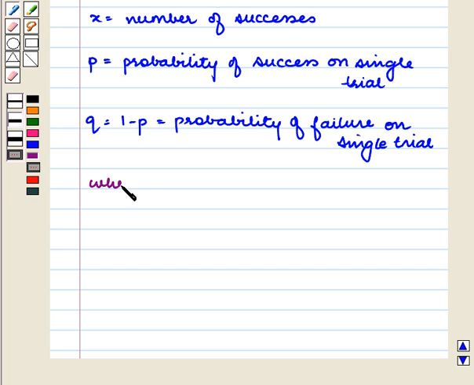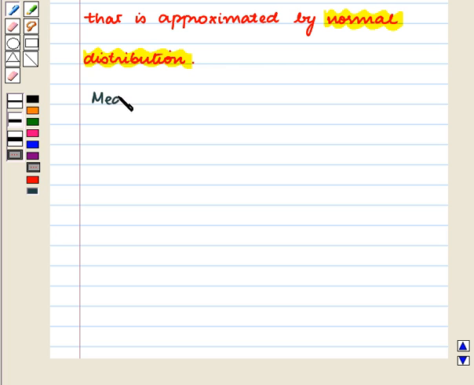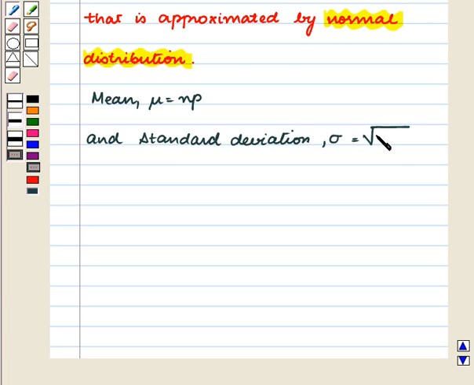where np is greater than 5 and nq is greater than 5, then X has a binomial distribution that is approximated by a normal distribution with mean mu equal to np and standard deviation sigma equal to the square root of npq.